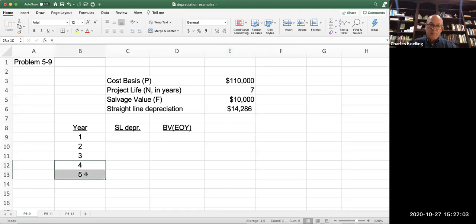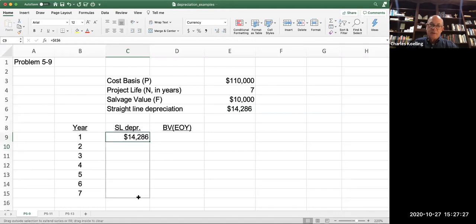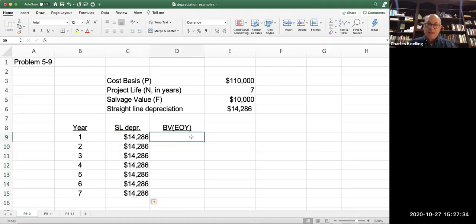I see I need to add a couple of years in my table here, 6 and 7. The straight line depreciation each year is going to be equal to what's in cell E6. So I'll say $E$6. It'll be the same amount as I copy it down. And there we go. That's the depreciation amount each year.